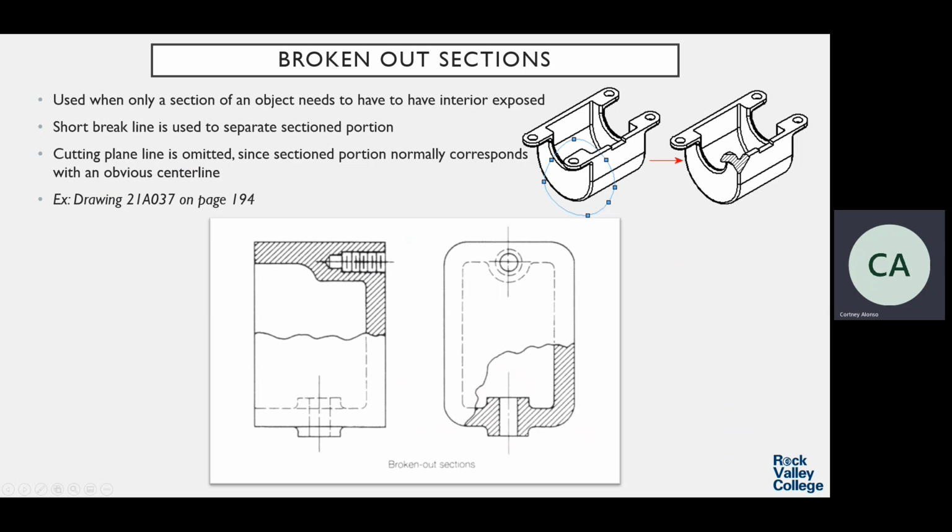So this just gives you a better description, because, for example, in some of the views you were doing, it's difficult. I didn't really understand what was going on. This would be a case where I'm going to break it off to really show you what's going on. There's a good example of this on page 194 for drawing 21A037. One thing to note is there's no cutting plane here. You don't see any cutting plane, and this is because this section portion normally corresponds with an obvious center line. So you just see these short break lines and then the center line as to where the part is.